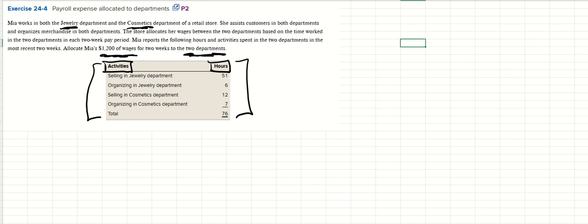So for jewelry, we have a total of 57 hours, so 51 plus 6 hours that was spent in the jewelry department. And then for the cosmetics department, it looks like 12 plus 7, so 19 hours that was spent in that department. And we just have to do an allocation. Out of $1,200 of the employee wages, how much is going to be allocated to the jewelry department and how much to the cosmetics department? That's what we're going to be doing here.